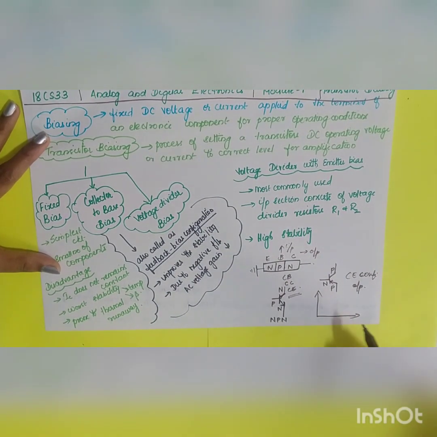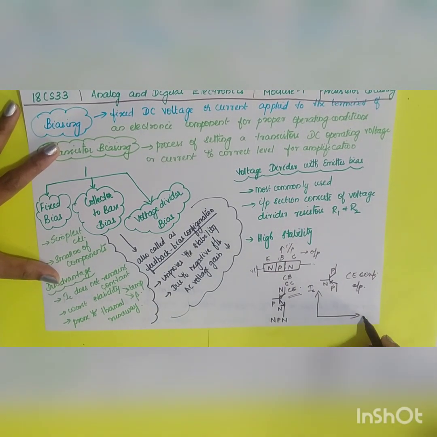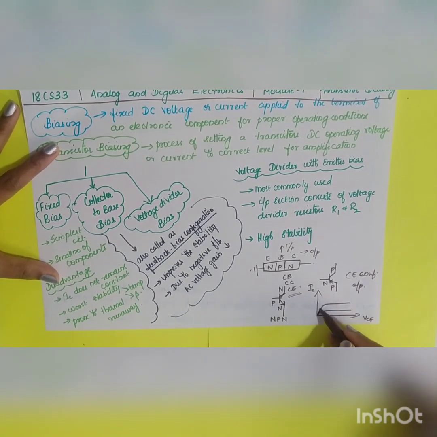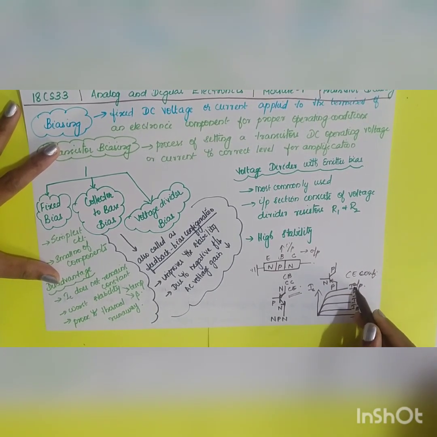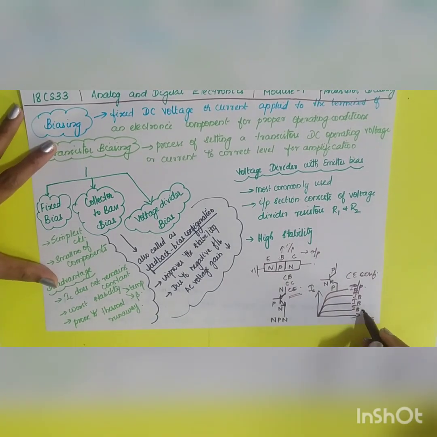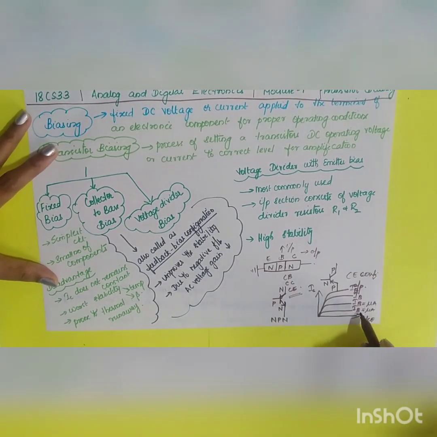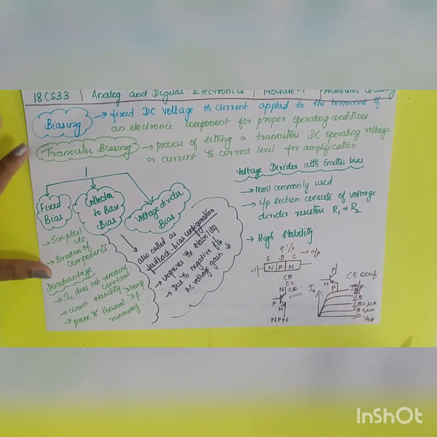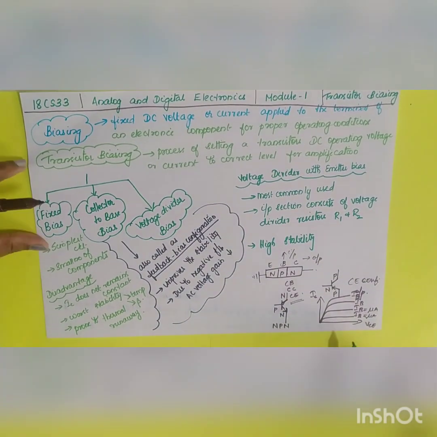The graph is drawn between your output parameters, that is, your output current IC and your output voltage VCE, keeping IB constant. Input current is nothing but your IB, which will be small, in microamperes, 10, 20 and so on. Keeping IB constant, you are going to vary your output parameters. So it will work in three different conditions.